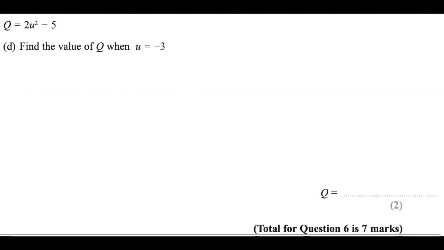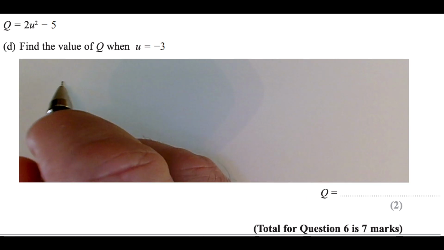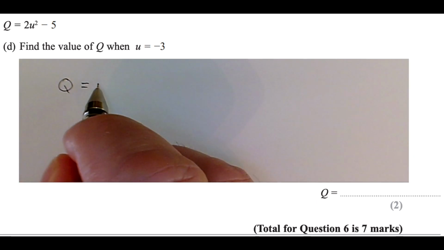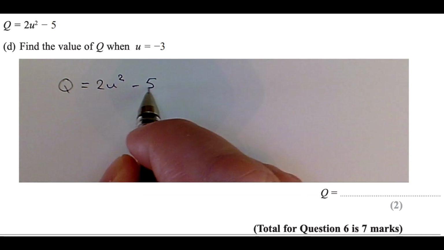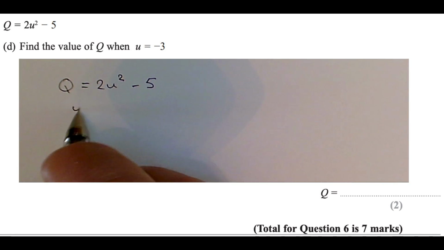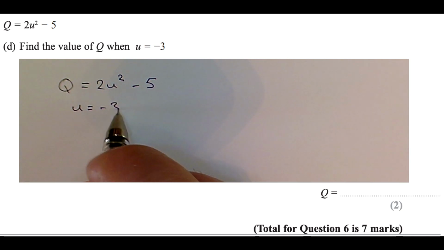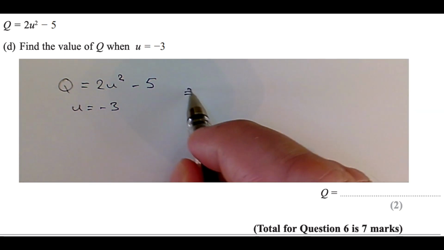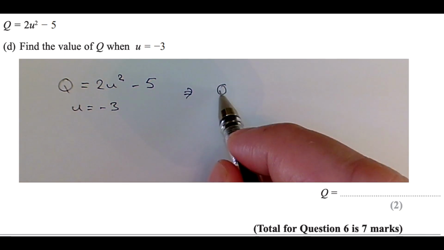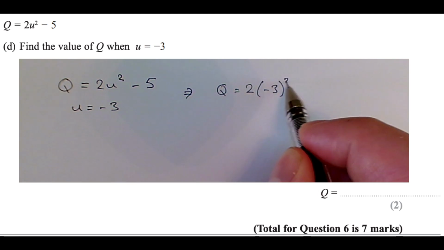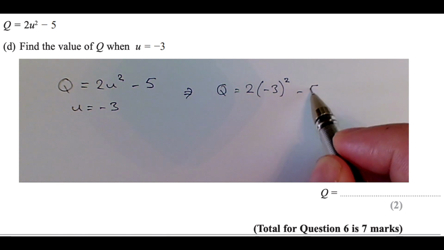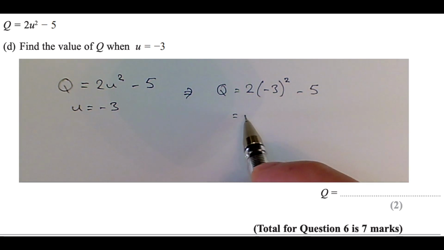Question D, another substitution question. So we've got q is equal to 2u squared minus 5. I'm going to substitute out the u and replace it with an equivalent. Now u is equal to minus 3, so I could rewrite this question as 2. Now remember, use brackets for substitution, so 2 bracket minus 3 squared minus 5. Don't put that squared inside the bracket, it's only the u that we're substituting.